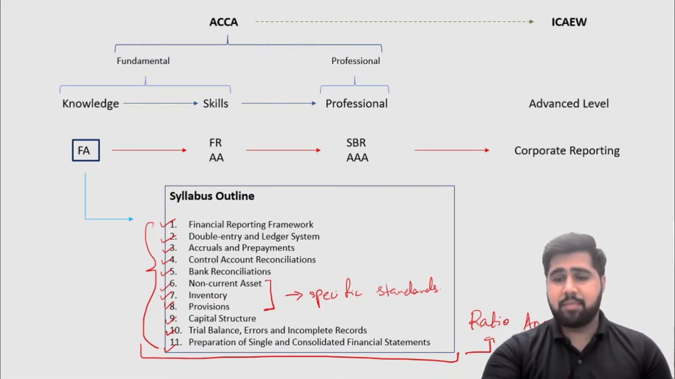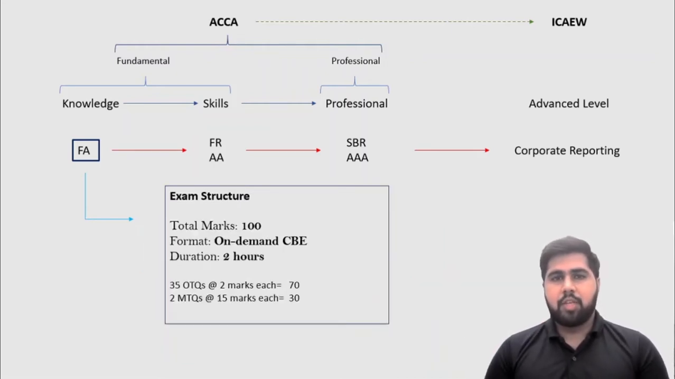If you look at the exam structure, you have the total marks that you will get within the exam, 100. The format is on-demand CBE. That means CBE is basically a computer-based examination, right? On-demand means that it does not have a specific attempt, such as for other papers from F5 to F9, which is your PM to FM. You basically have attempts in March, June, September, and December, right?